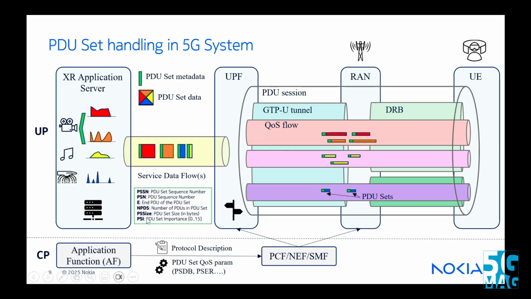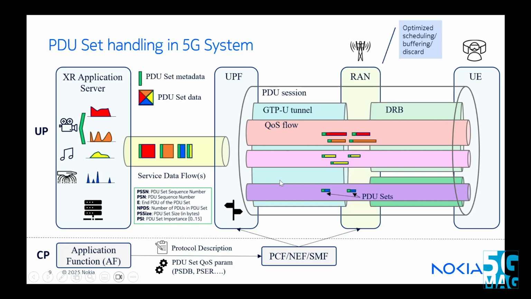And this is used, for instance, for resource allocation. And then you have a PDU set importance. The PDU set importance, which is in the range of 0 to 15, is what decides whether you would, for instance, drop a packet in case of congestion or keep it. A lower PDU set importance value means a higher importance packet.